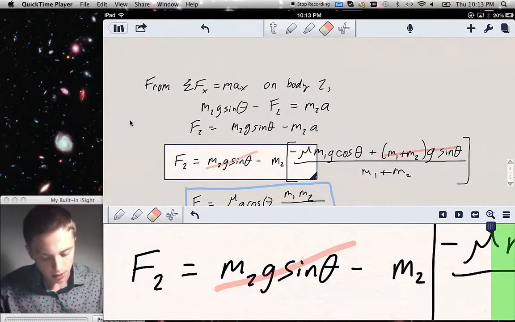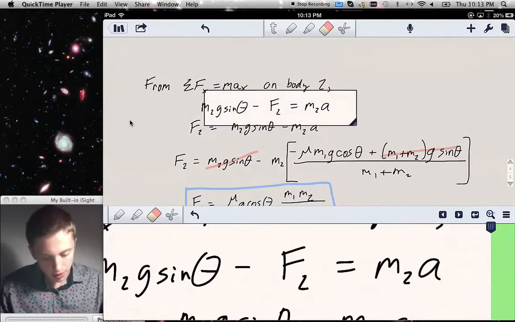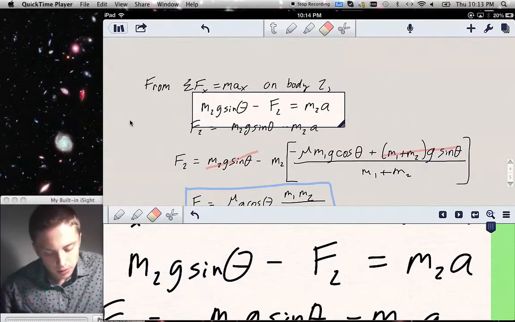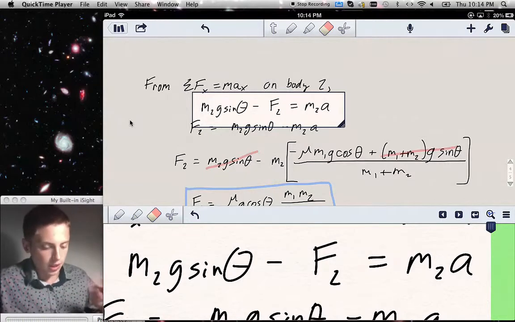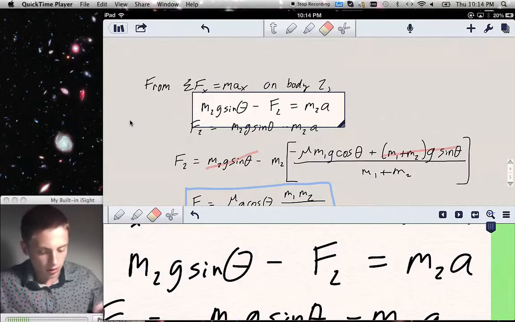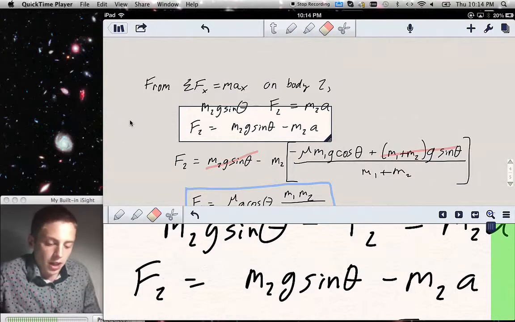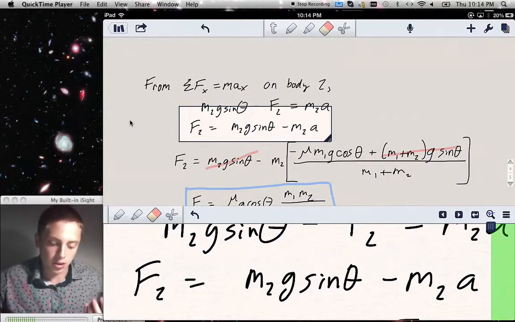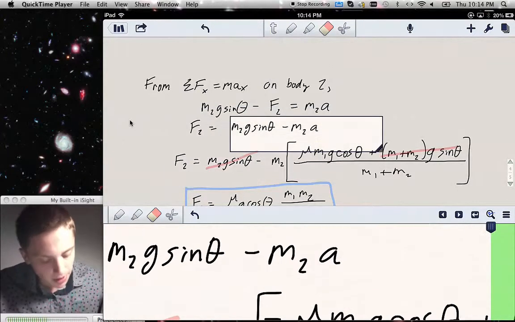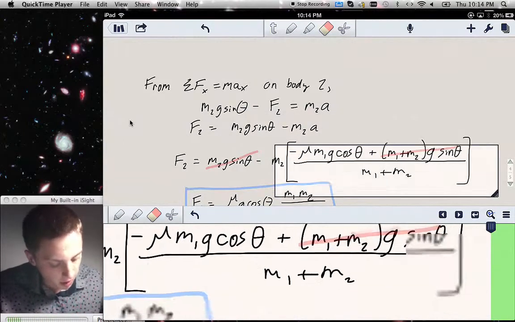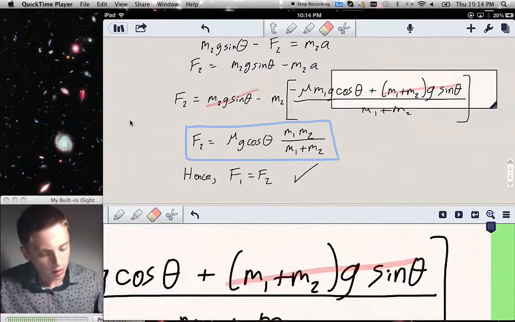Okay. So let's go ahead and solve for that. Here, we're going to solve for f2. So I go ahead and switch the places of m2a and f2 in these equations, and I'll get f2 is equal to m2g sine theta minus m2a. That's just achieved by adding f2 to both sides and then subtracting m2a from both sides. So now I plug in that a I got from part B, which I've now written in these brackets. And then this term will cancel this term.